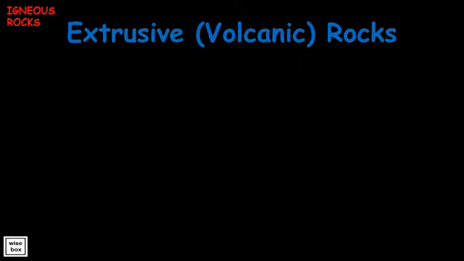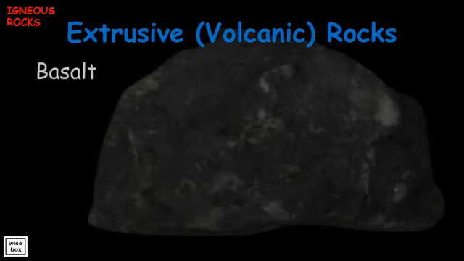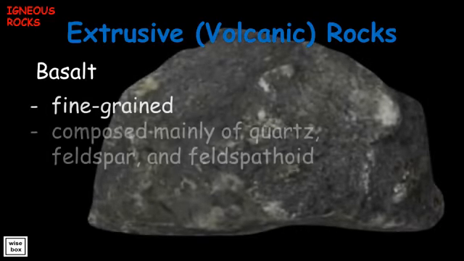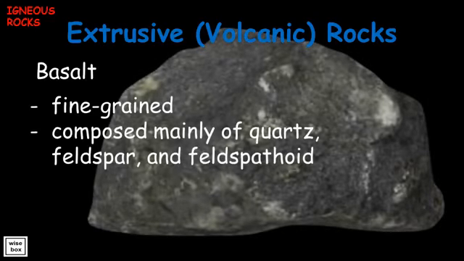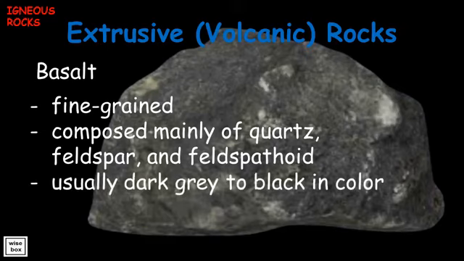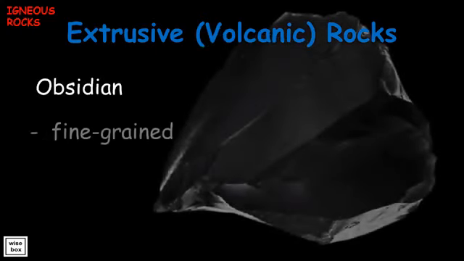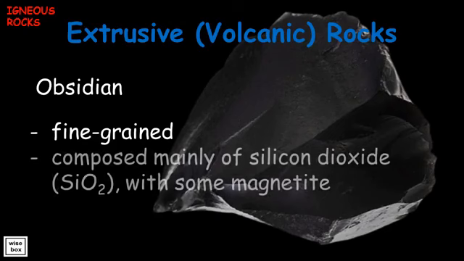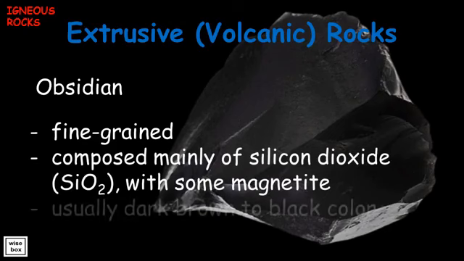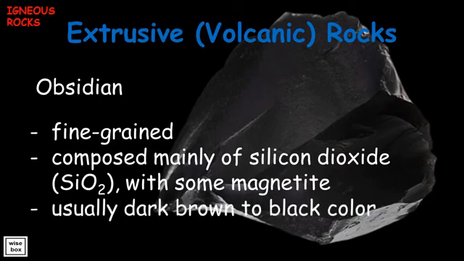Another example of an extrusive rock is basalt. It is fine-grained, composed mainly of quartz, feldspar, and feldspathoid. They are usually dark gray to black in color. Obsidian is a fine-grained, volcanic rock, and composed mainly of silicon dioxide, with some magnetite. It is usually dark brown to black color.